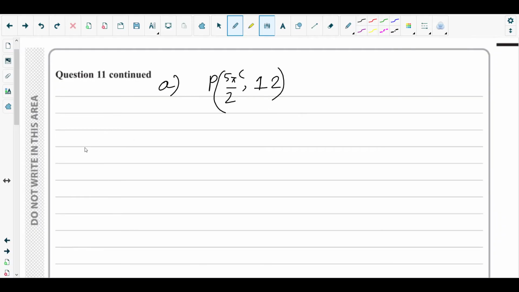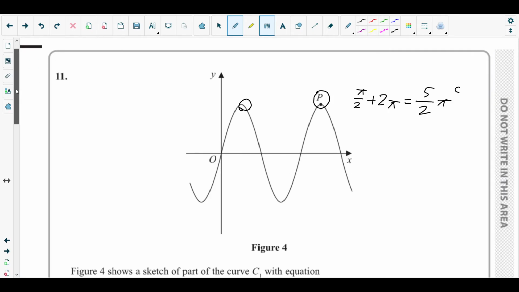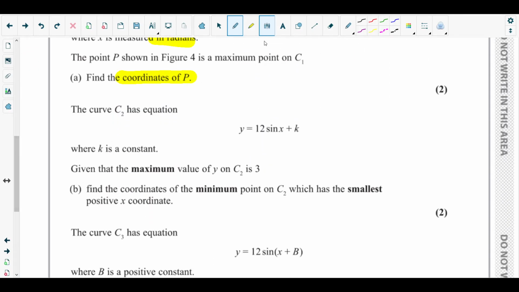And that's the coordinates of point P. Done. Next, part B. For part B, let's see what they have asked here. Another curve C2 has equation y equals 12 sine x plus k. So just try to figure out the transformations happening to the graph of sine x. It is vertically stretched by scale factor 12, and then plus k, which is outside the function. That means a vertical translation towards the positive y-axis by k units.